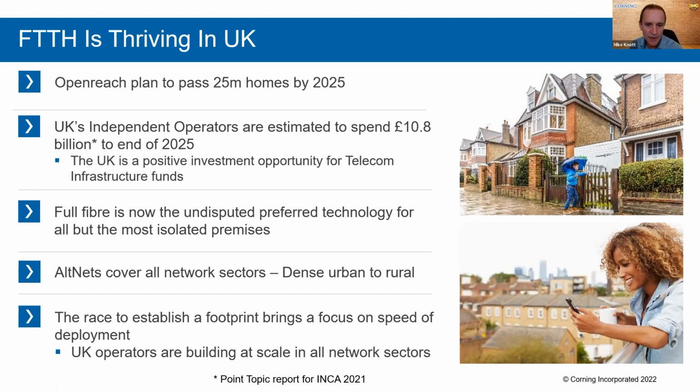AltNets cover all network sectors from dense urban to rural. If you think about Gigaclear working in the very rural areas, you've got Hyperoptic who focus on high density MDUs, particularly in city centres, and the biggest AltNet, I guess, CityFibre, who do pretty much everything in between. So there's a race to establish a footprint, and that brings a focus on the speed of deployment. All the UK operators are building at scale in all network sectors. It really is a very vibrant business at the moment.